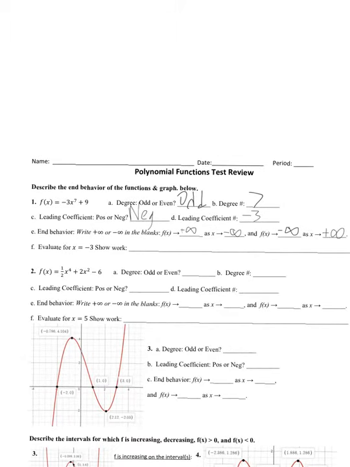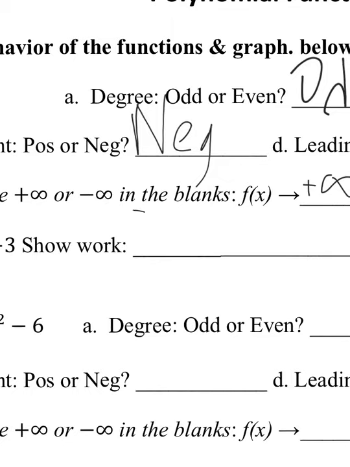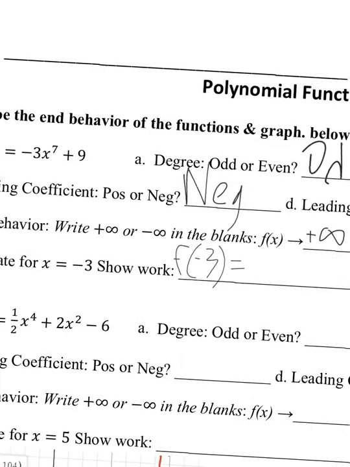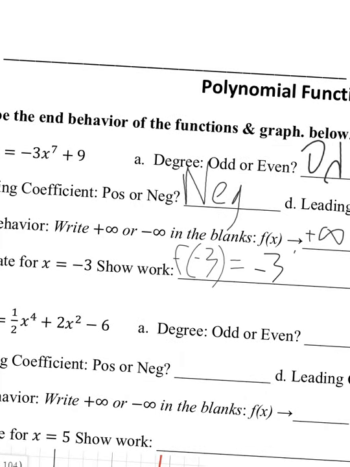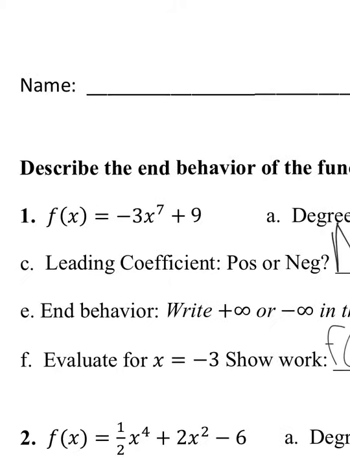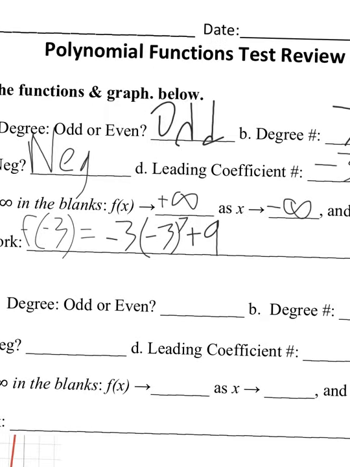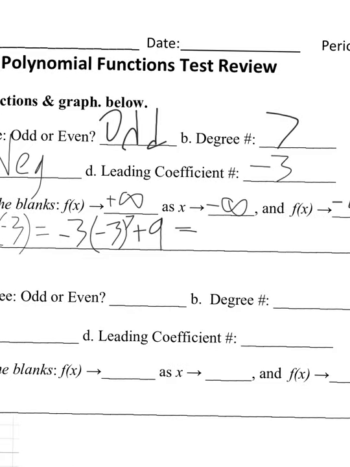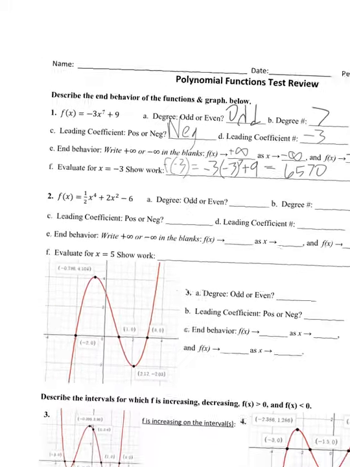Also, I said evaluate for x is -3, show work. So that's just plug in -3. So instead of f of x, I have f of -3, and then I just do -3 times -3 to the 7th power plus 9. Type that in, or just do Control-T and scroll to -3. You have to have this typed into the graph, of course, to do Control-T. Either way, you're going to get 6,570 for your answer. Okay? So you can take care of number 2.